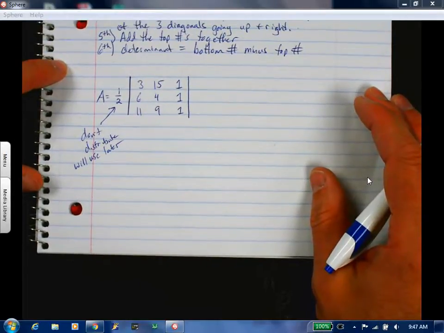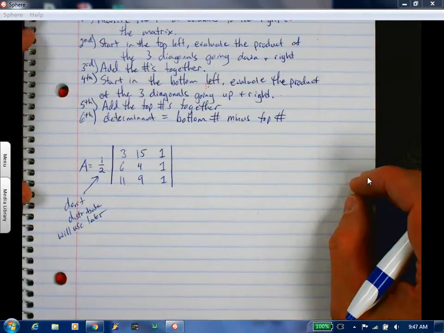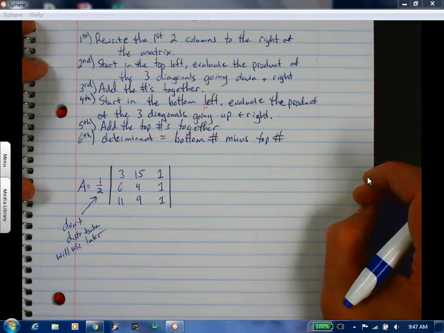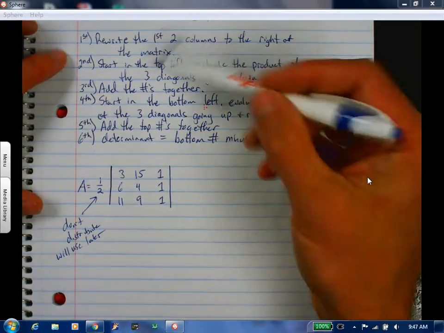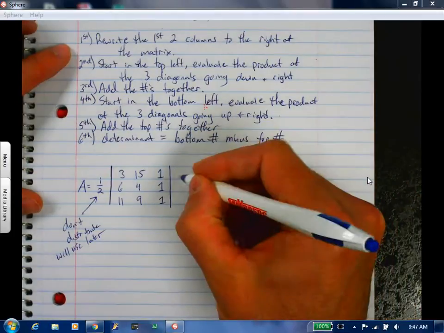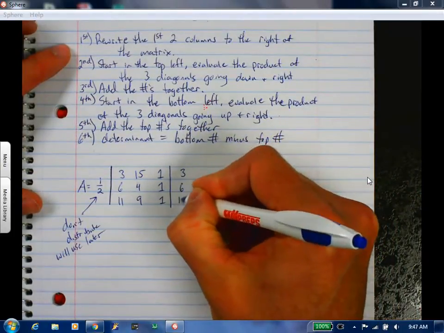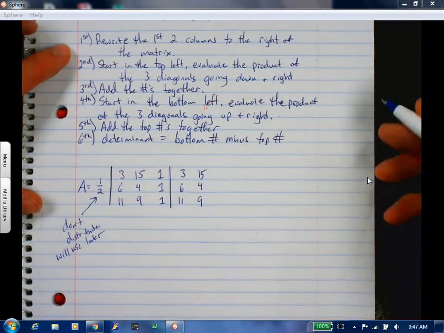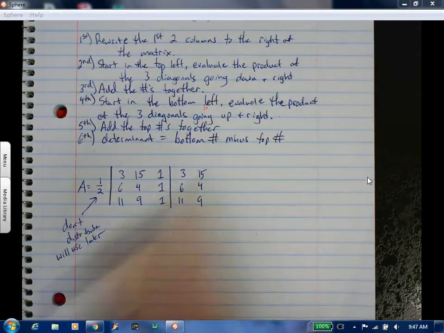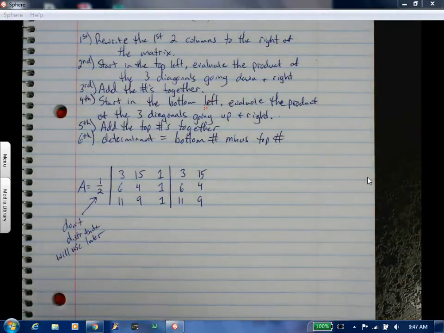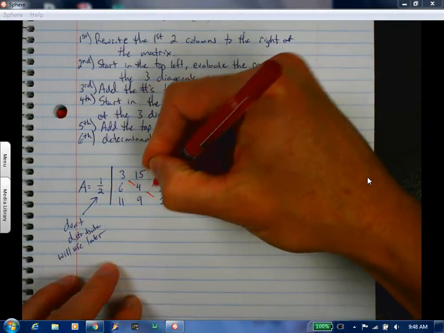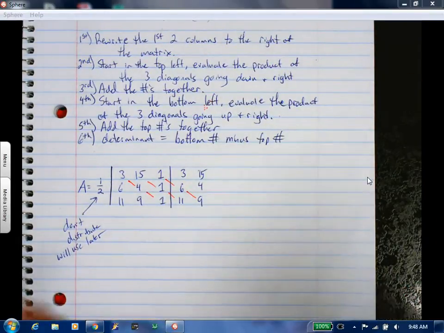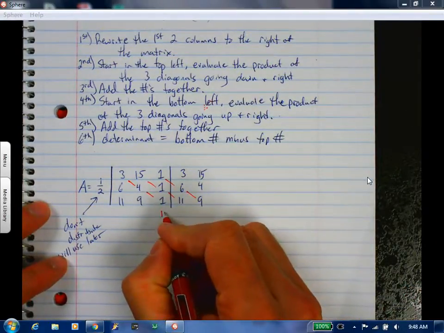Look at that. There's our steps from yesterday. Okay. So we're going to rewrite the first two columns out here. And then you're going to start in the top left, and you're just multiplying at the diagonal down, going like this. And add the parts together. No negative numbers. Makes it nice.